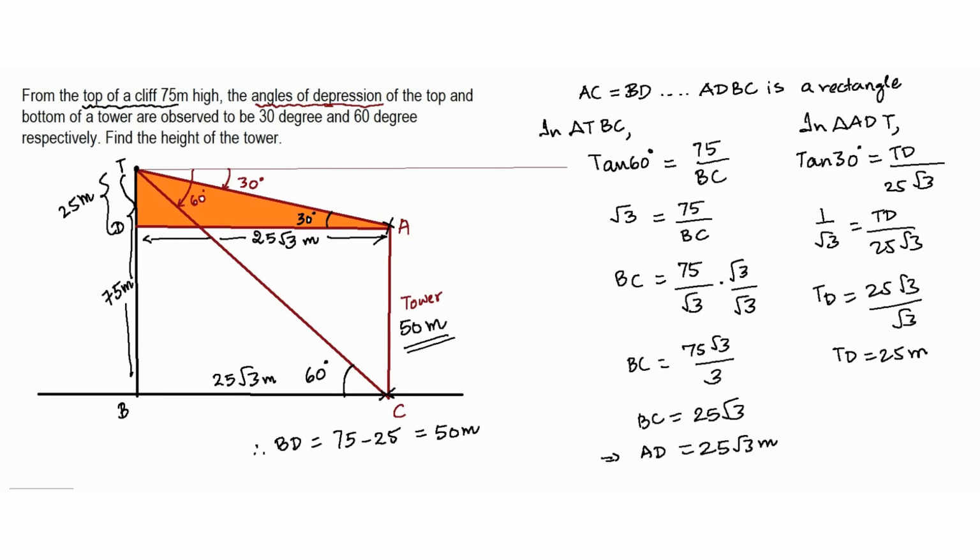Moving on to the next question. So let us solve this problem. From the top of a hill, so let us draw the ground, then there is a hill. So this is the ground, this is the hill.